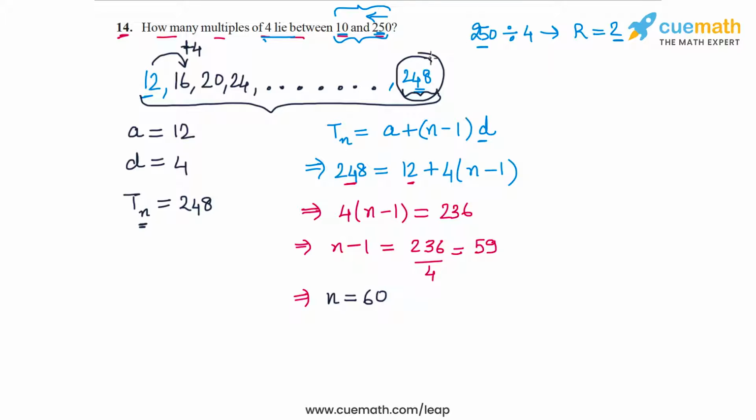So the index of 248 in this AP is 60, which means that there are 60 terms in this AP, or in other words, there are 60 multiples of 4 that lie between 10 and 250.